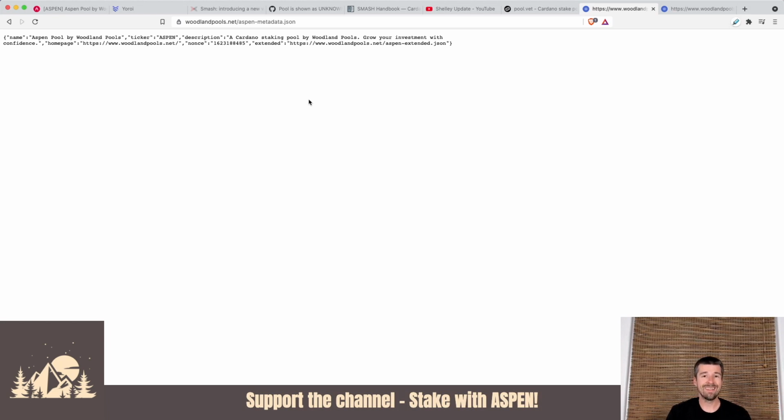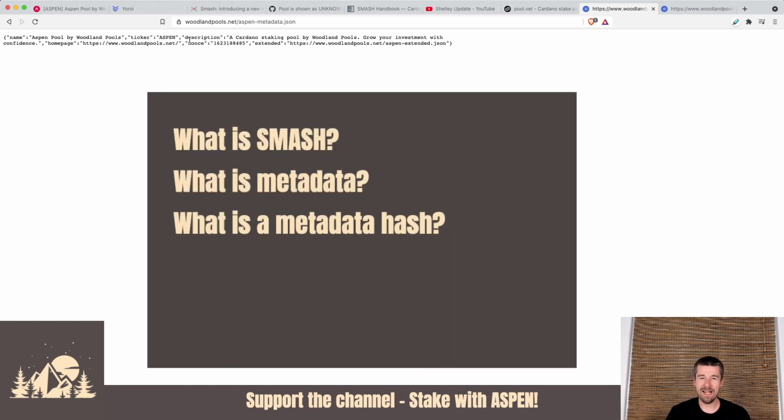So if you think about it, this is how you could easily have things like spoof pools, where you can just go in and change your name or change your ticker and pretend to be another pool. So how do you prevent that? That's where we start looking at the question of the metadata hash. So what is a metadata hash? To understand that, we need to know what a hash is.